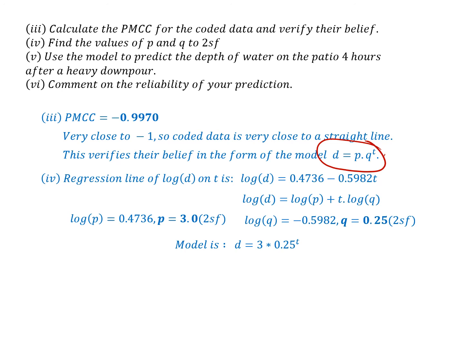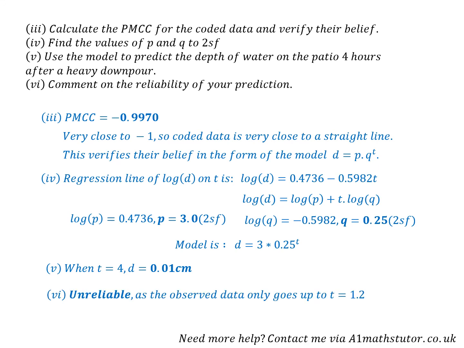So part 5 now asks us to predict the depth of water after 4 hours. And when we put t equals 4 into the model, we get a prediction of 0.01 centimeters. Is that prediction a reliable prediction? Well, the answer is no, because the observed data only goes up to t equals 1.2, and we're trying to use the model as a prediction of the depth when time is 4 hours, so it's not reliable. So there we are.